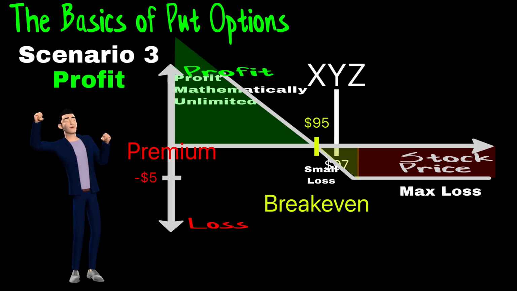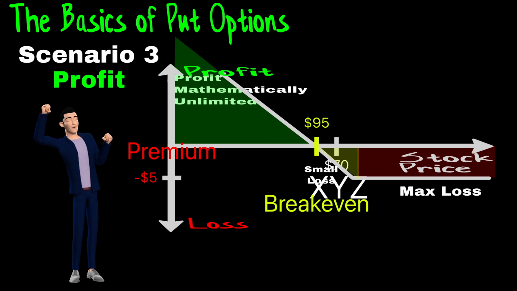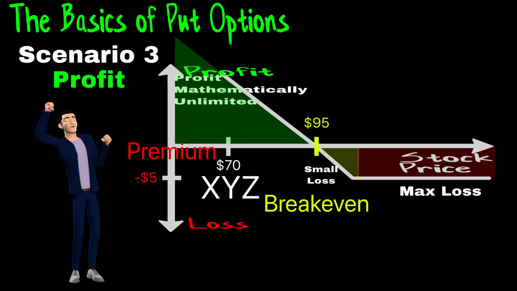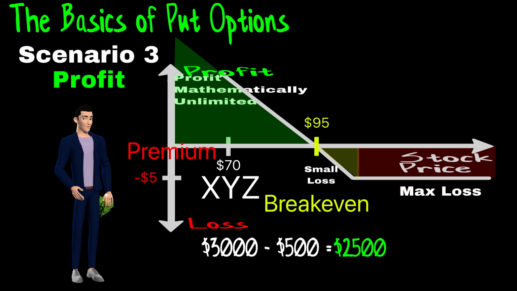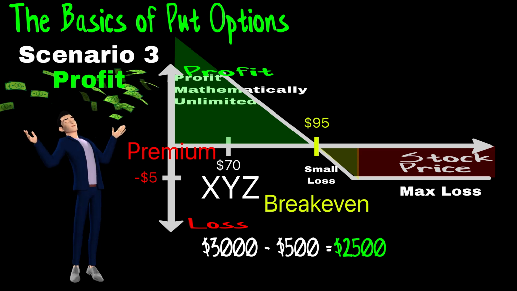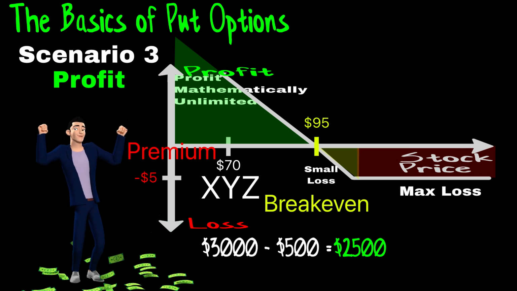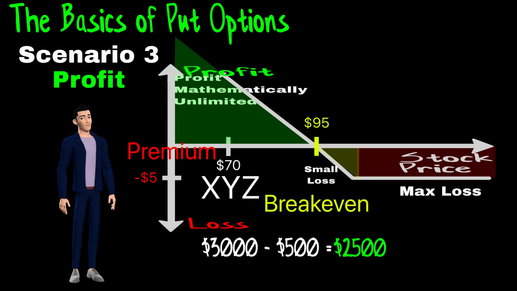Scenario 3. Brad was right. The XYZ lawsuit was huge, and the stock price went down to $70 per share. So Brad sells his option for $30 a share or $3,000. Remember, Brad paid $5 per share or $500 for the option, so Brad's total profit is $2,500.